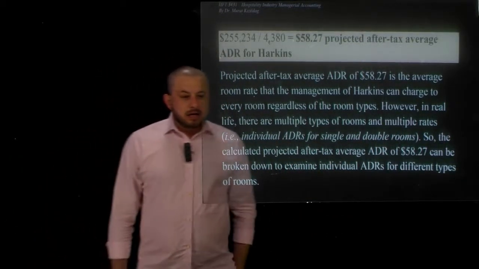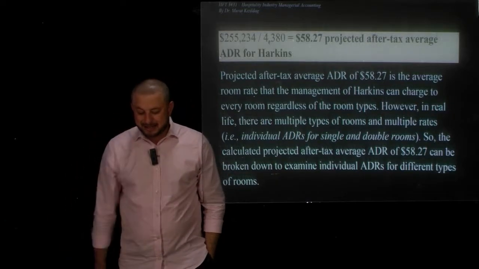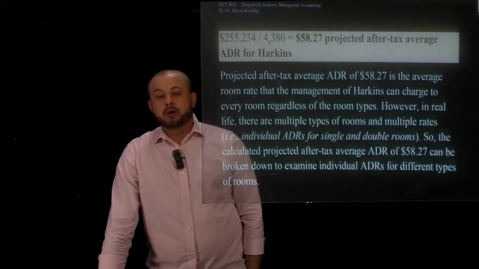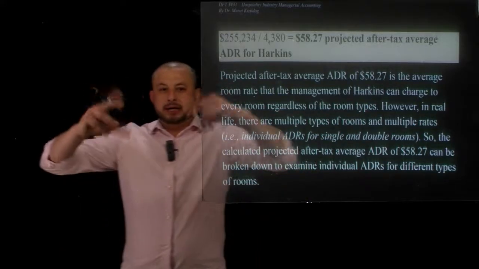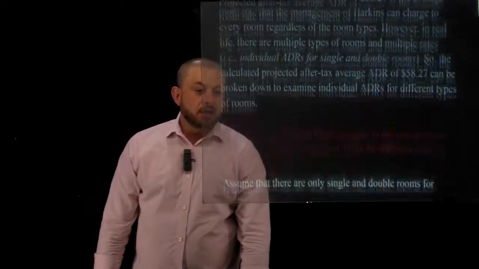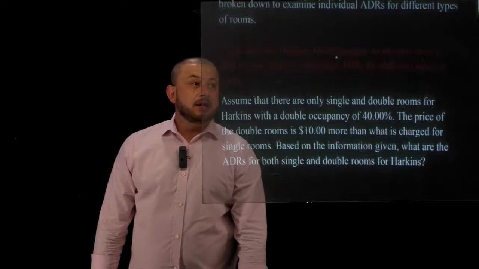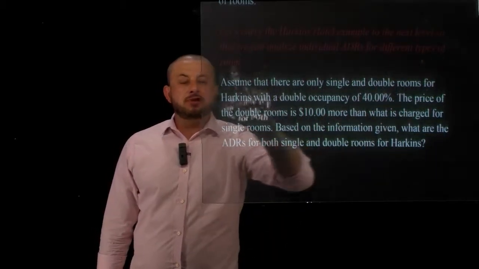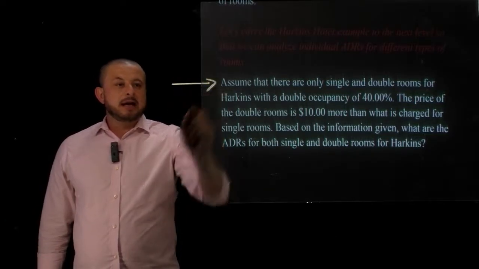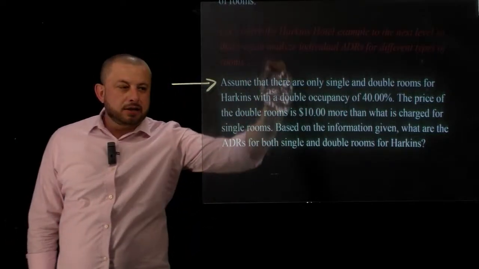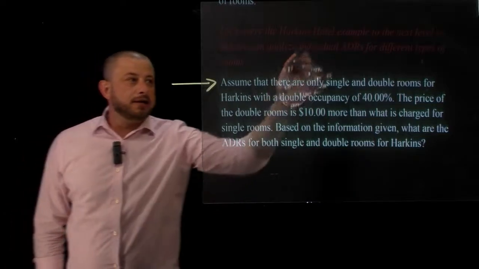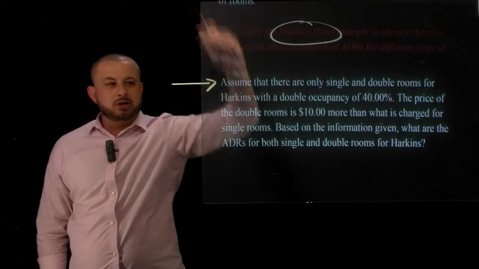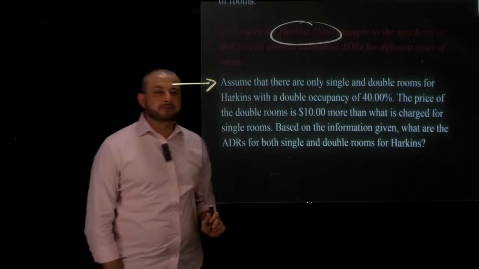Okay, guys. So, after having said that, the important question becomes: how am I going to decompose the broad and overall after-tax average ADR based on different types of rooms? Let's carry the Harkins hotel example to the next level so that we can analyze individual ADRs for different types of rooms. Take a look, guys. By the way, we are continuing the example. We are extending the example of Harkins hotel. We might need to use the previous information for the new examples. Please keep that in mind.